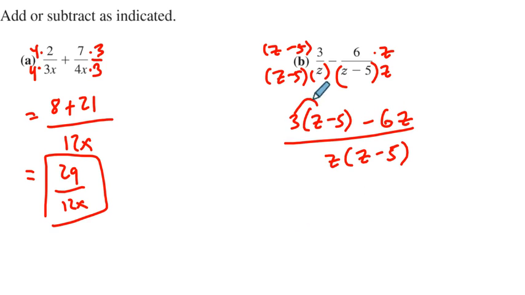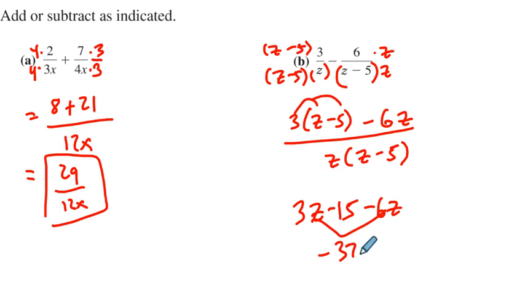So if I distribute this right here, I'll get 3z minus 15 minus 6z. And then if I combine this together, that'll give me negative 3z minus 15. Okay, so that's what the numerator just became. And then my denominator is still z times z minus 5.